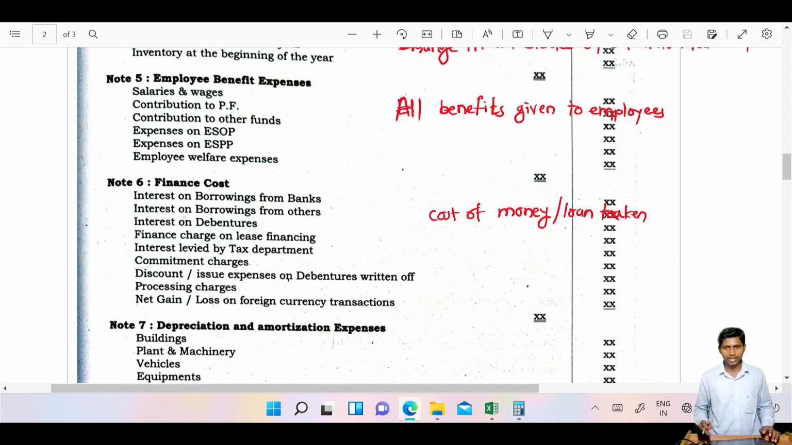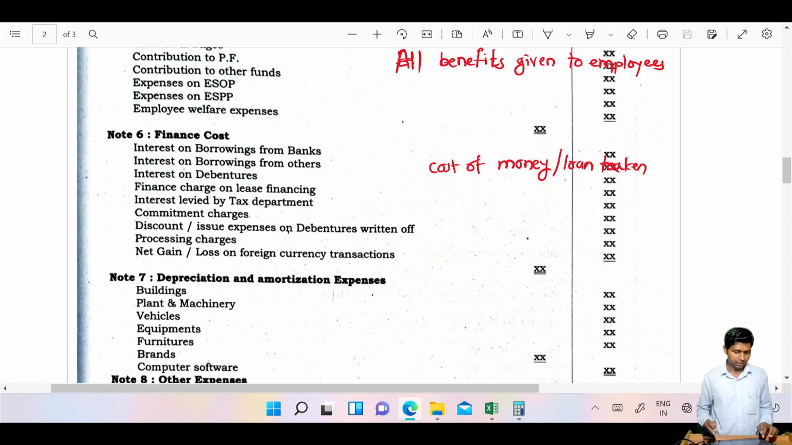Then the next category is finance cost. In finance cost you will find interest on borrowing or loan, whether it is from a bank or borrowing from another person. You can take a loan from your relative, but that is a loan only. Therefore, their interest also falls in finance cost.